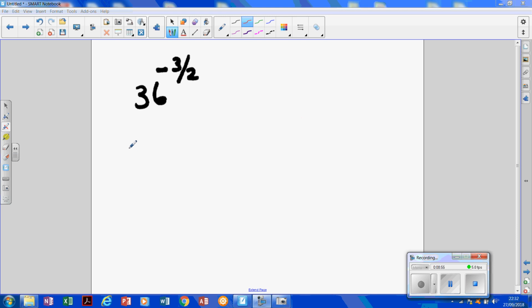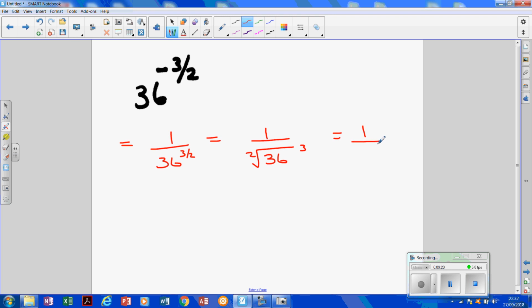Last one is 36 to the minus 3 over 2. Cannot deal with a negative power, so it's 1 over 36 to the power of 3 over 2. So for that one, we've got 1 over, the root's underneath the fraction, so it's the square root of 36, and the 3 stays there, and it's to the power of 3. The square root of 36 is 6, it's 1 over 6 to the power of 3.